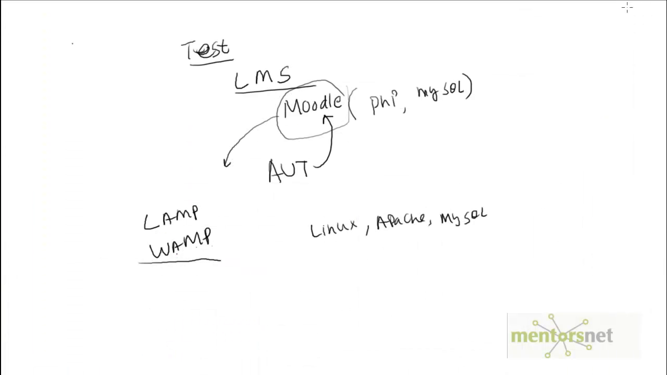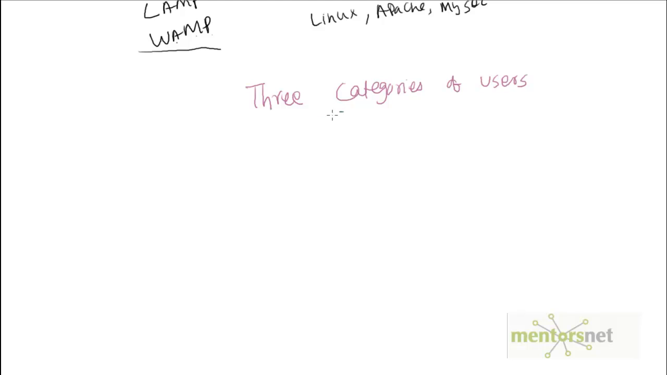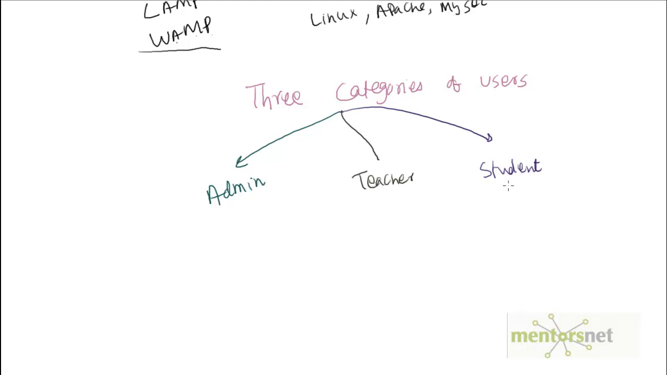There are 3 categories of users. The first one is admin, the second one is teacher, and the third one is student. If I'm a student, I have fewer privileges. If I'm a teacher, then I can create a course, I can upload some videos, I can upload some documents, and so on. If I am an administrator, then I can change a lot more things than a teacher or student can do. So this is a very basic thing. We have these different kinds of users.